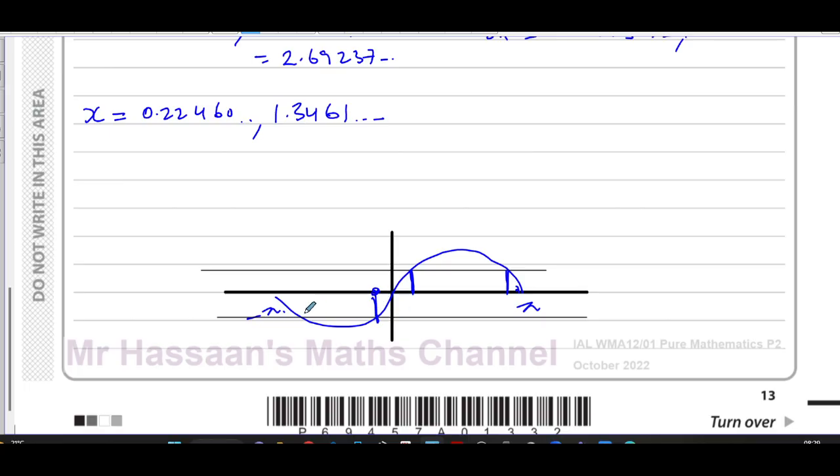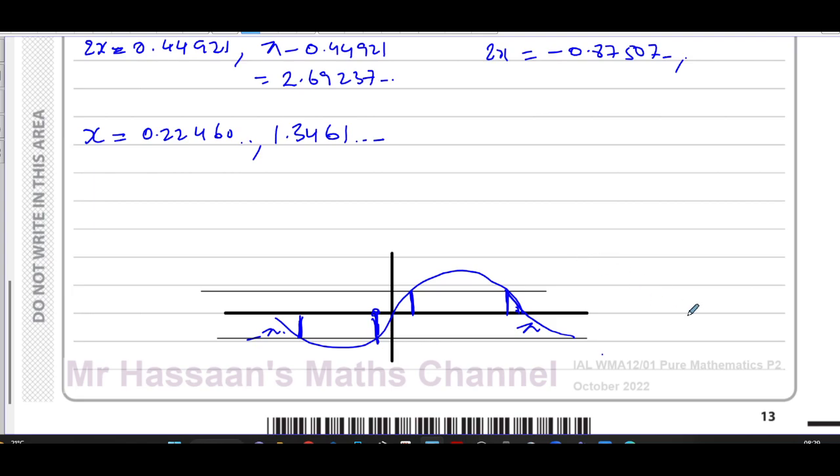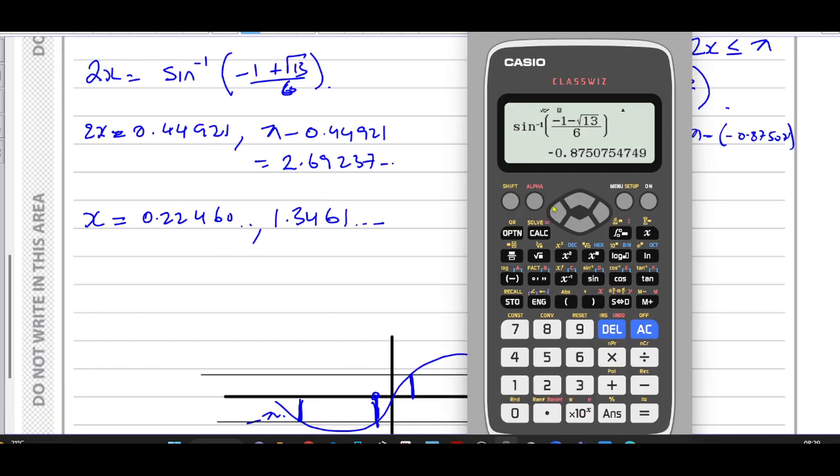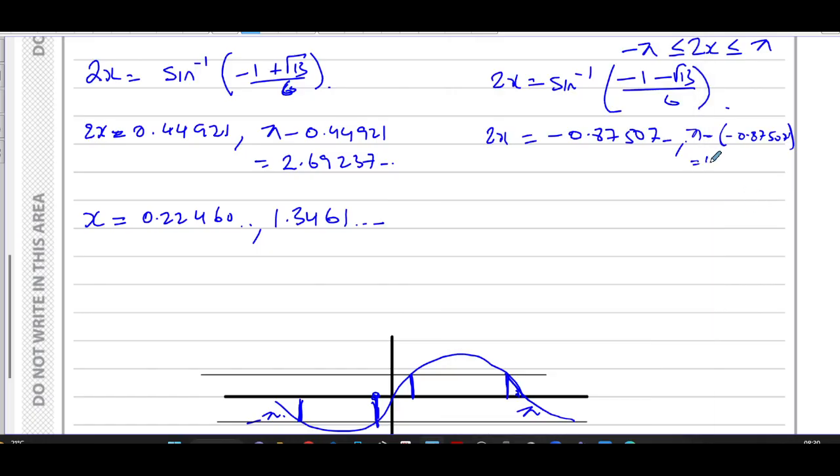Now, we can see there's another solution over here. How do we find this other solution? Well, the simplest way, where you don't have to think about it too much, is by thinking about this curve if you continue it. As I said, to find the other main solution, you always do pi minus your answer. So I'm going to do pi minus negative 0.87507. I'll take this answer and do pi minus this answer. That's going to give me an answer which is outside of my range, which is 4.0.